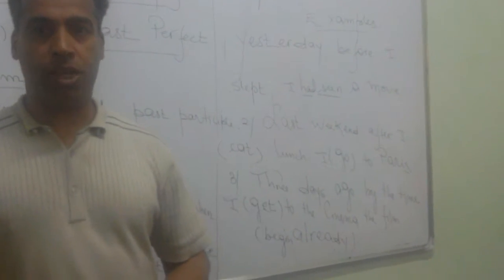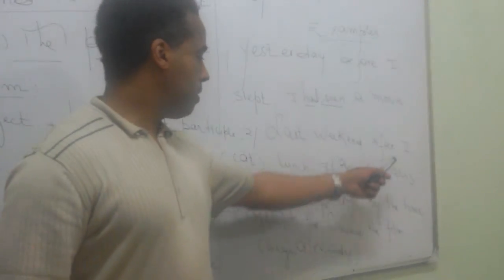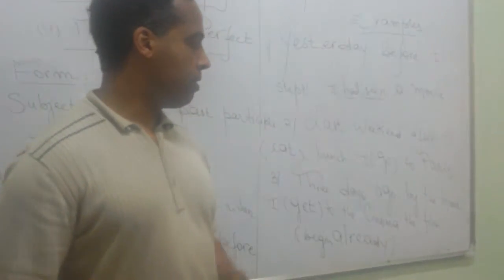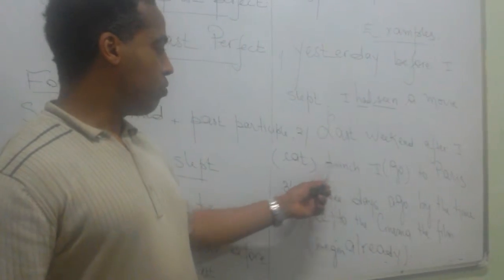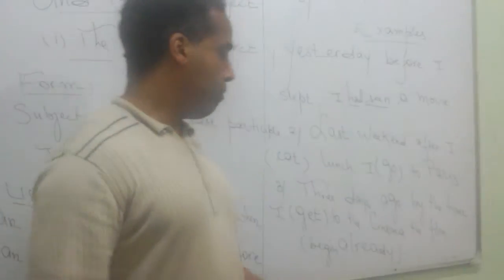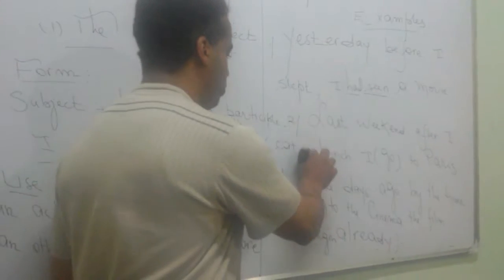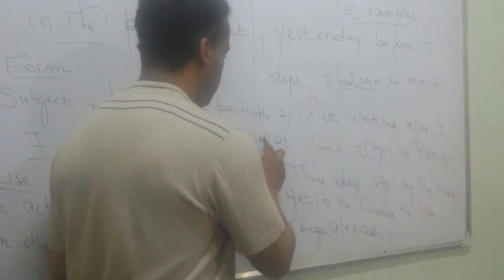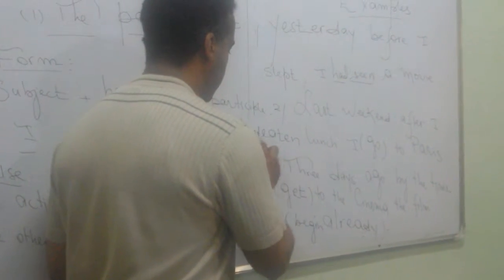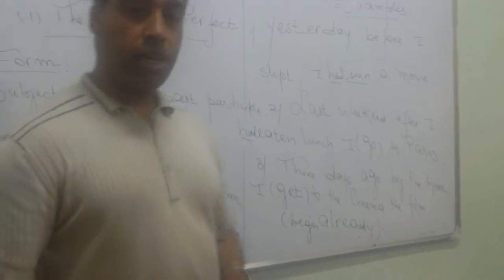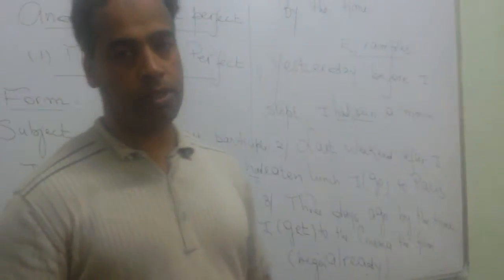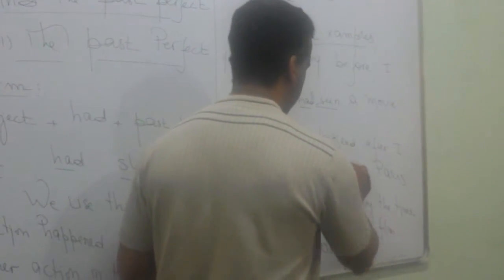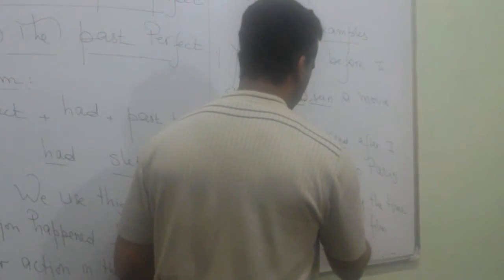Number two: last weekend, after I eat lunch, I go to Paris. Last weekend, after I eat lunch, I go to Paris. So here I'm going to see which actions happened first. The first action is eat. I'm going to conjugate the verb to eat into the past perfect. It means I had eaten. I had eaten lunch. And the second action, which is go to Paris, should be conjugated then into the simple past. What is the simple past of go? It is went. I went to Paris.